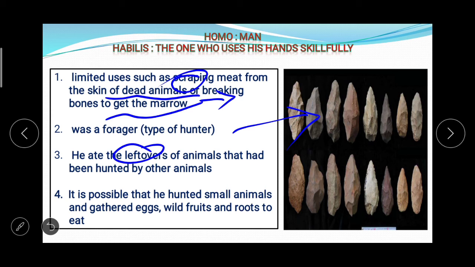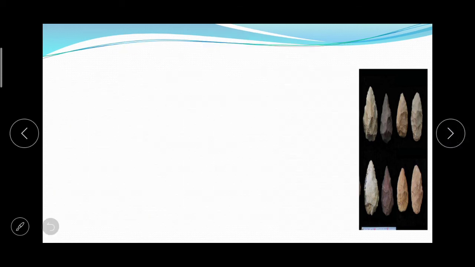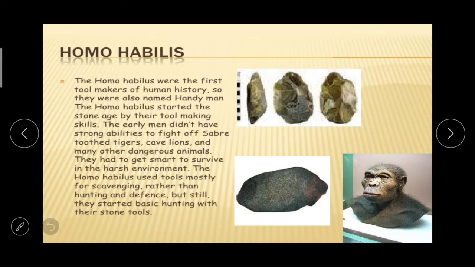He ate the leftovers of animals that had been hunted by other animals, and it is possible that they hunted small animals and gathered eggs, wild fruits and roots to eat. So this one was the first step in the evolution of mankind, and that is why it is important also. The Homo habilis were the first tool makers of human history, and so they were also named handyman. They started stone age by their tool making skills.